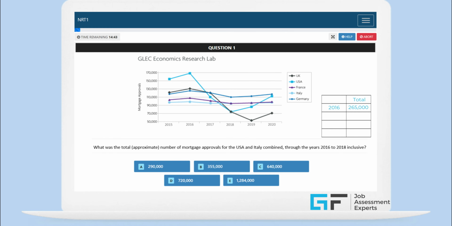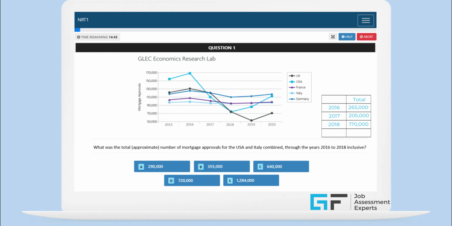So we must also calculate the approvals in 2017. In this year, the USA had 110,000 mortgage approvals, and Italy had 95,000 approvals, making it a total of 205,000. Finally, in 2018, we see that the USA had 75,000 approvals, and Italy had 95,000. This is a total figure of 170,000.